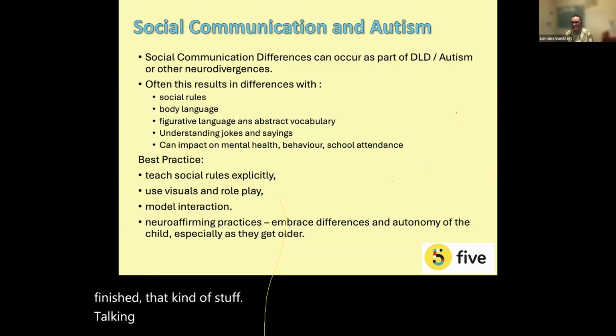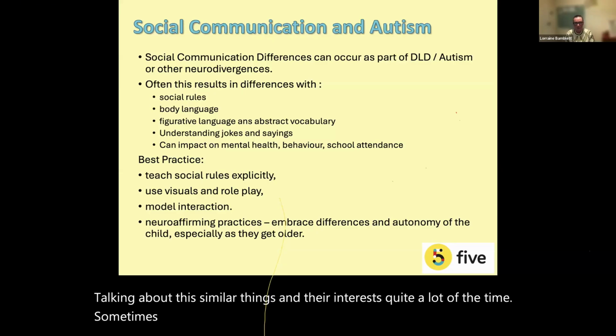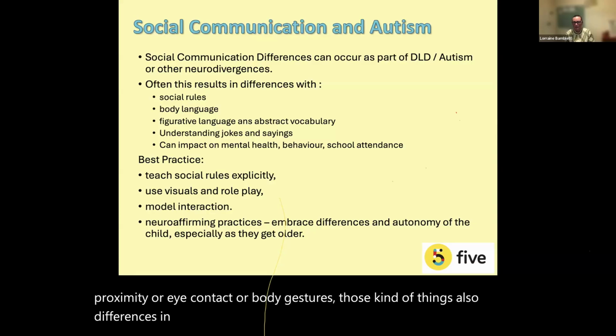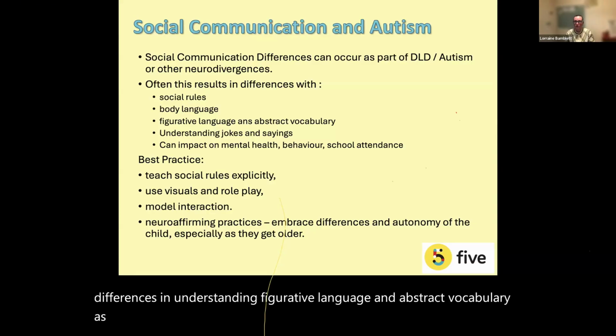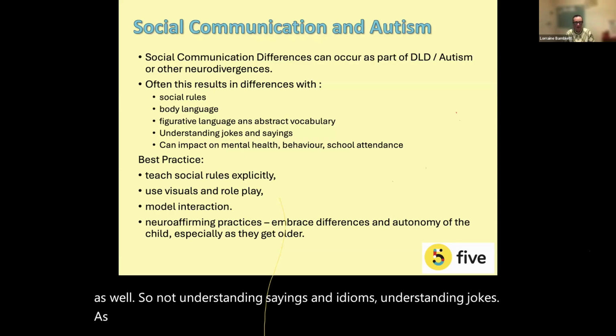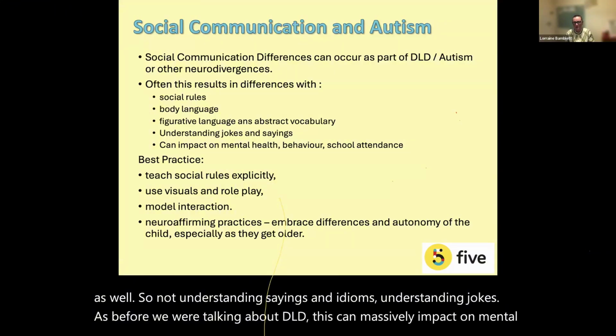Talking about the similar things and their interests quite a lot of the time. Sometimes differences in body language, so proximity or eye contact or body gestures, those kind of things. Also differences in understanding figurative language and abstract vocabulary as well. So not understanding sayings and idioms, understanding jokes. Again, as before when we were talking about DLD, this can massively impact on mental health, behaviour and school attendance.